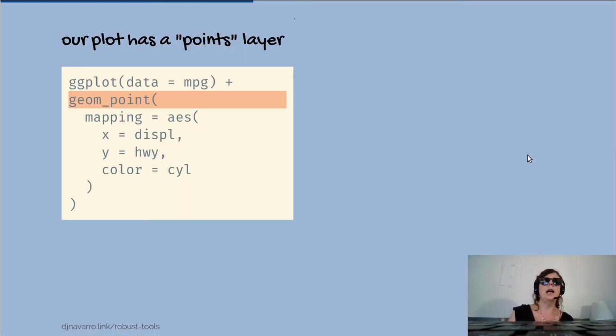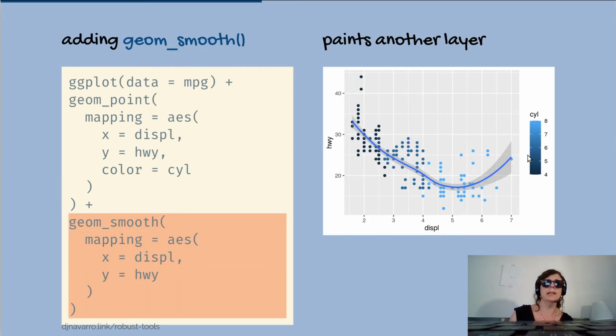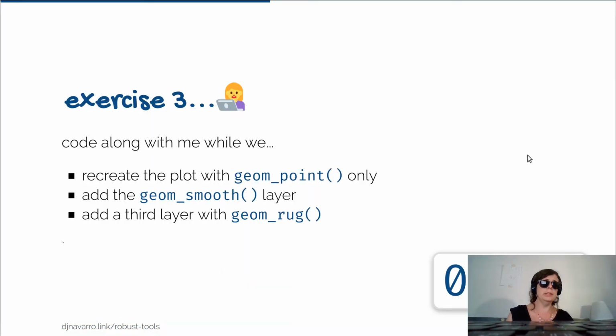So here's how I would do it. I would take the plot that has this points layer, and then all I have to do is add another layer. And each layer can have its own mapping. That's a point I'll come back to in a moment. But what I'm going to do is add the information for that plot. So let's go and do it.